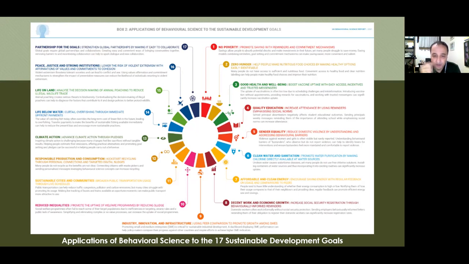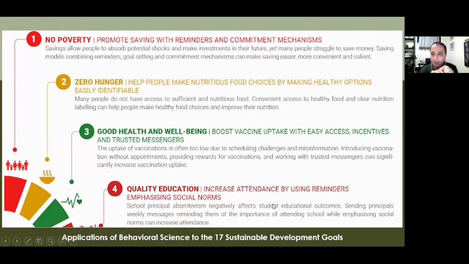Affordable and clean energy, decent work. All right, so you guys have seen before those 17 sustainable development goals, right? Let me give you emphasis to some of these goals and some behavioral policies that have been established to help accomplishing those goals, okay? So the first one here, no poverty.